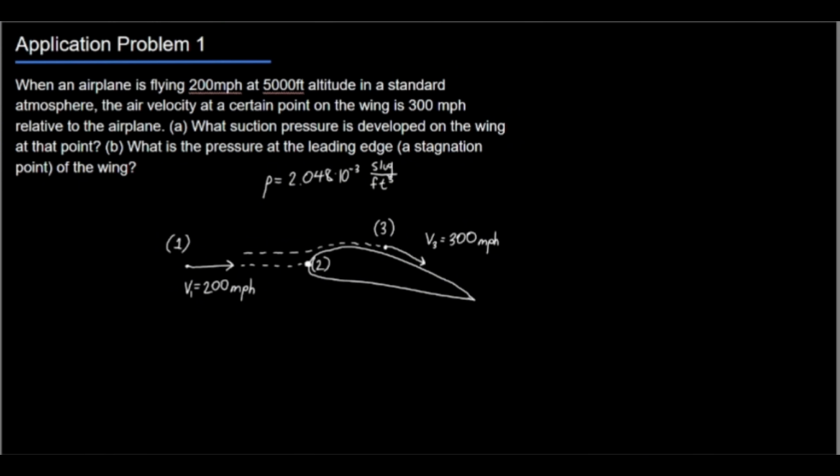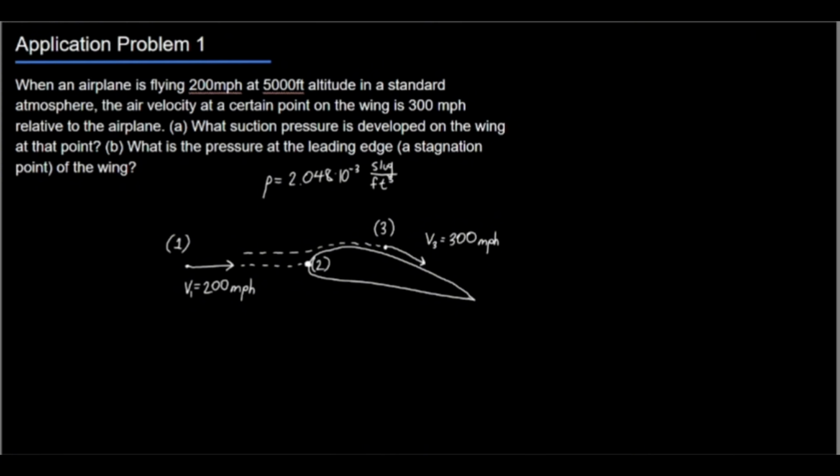Application problem number 1. When an airplane is flying at 200 miles per hour at 5,000 feet altitude in a standard atmosphere, the air velocity at a certain point on the wing is 300 miles per hour relative to the airplane. Part A. What suction pressure is developed on the wing at that point? And part B. What is the pressure at the leading edge, a stagnation point on the wing?